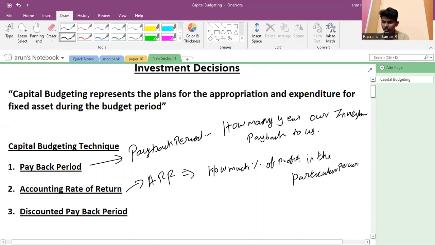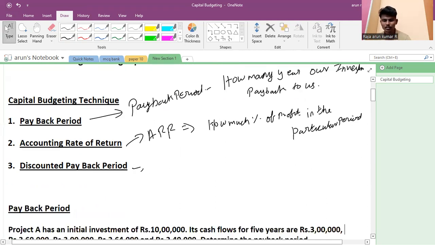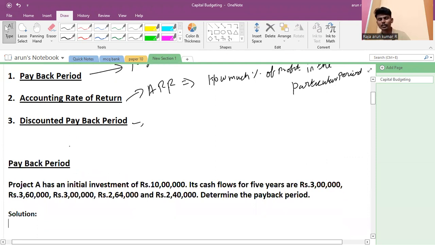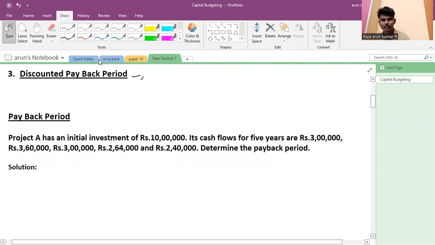Okay, then the discounted rate of return we see in this class in the last. First we see both the traditional methods, payback period and the accounting rate of return. In this sum, just start with this sum.